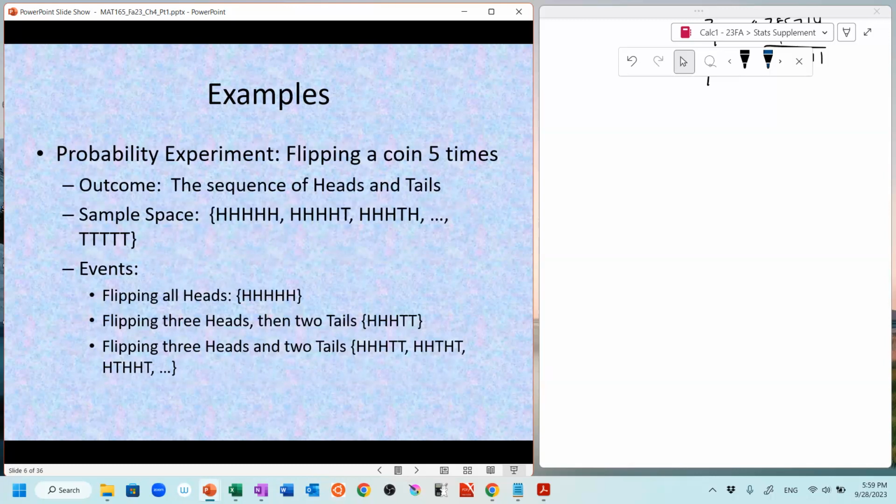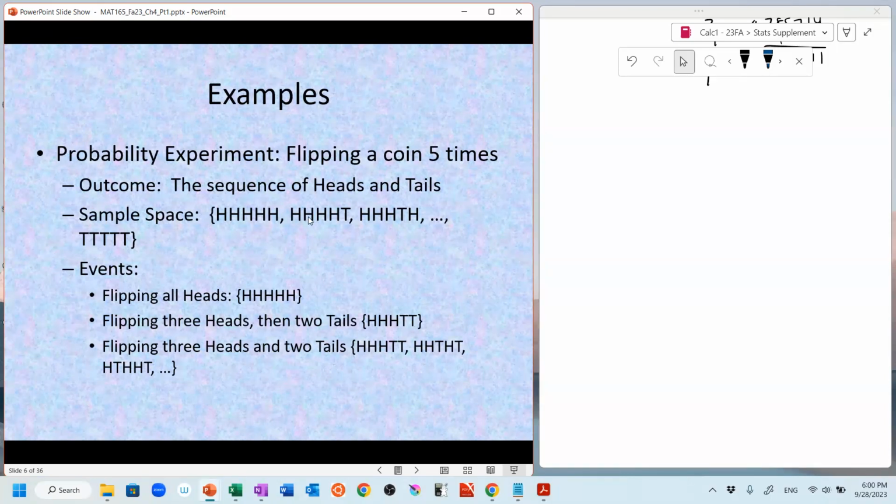We could consider a fair coin. We flip a coin, it comes up heads or tails. What about the experiment flipping a coin 5 times? The outcome here might be the sequence of heads and tails. So I flip the coin once, I write down heads or tails, I flip it again, write down heads or tails, and that sequence.